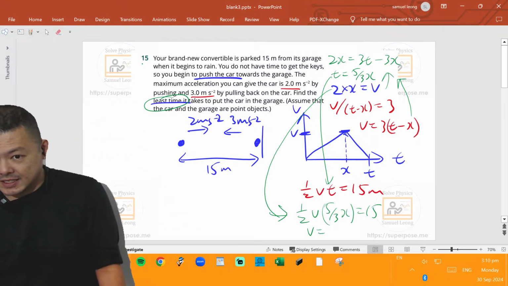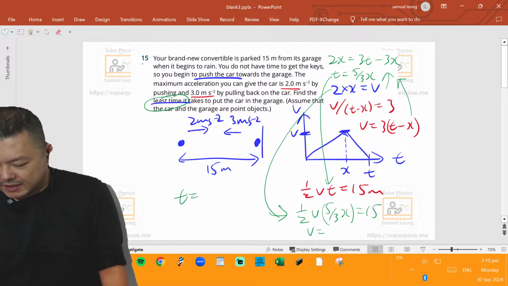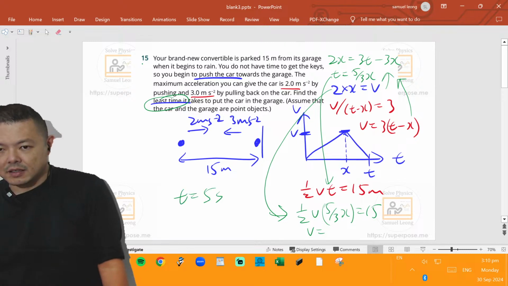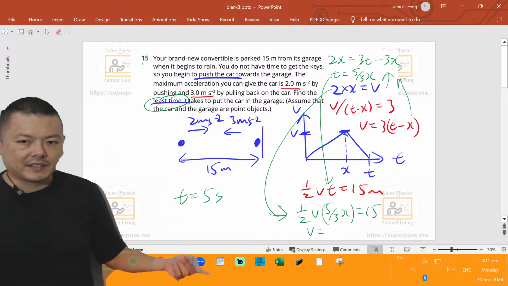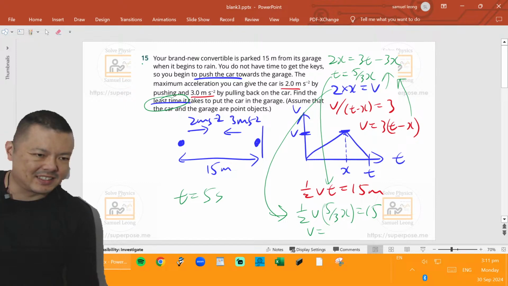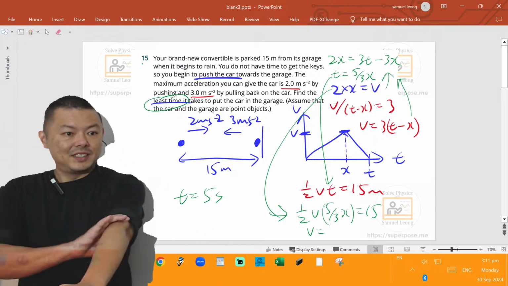T is 5 seconds, is it? Just nice 5 seconds. Okay. I mean, whatever it is, we just need to find the time, right? So t is 5 seconds. Is that an answer? Yeah, just check the answer. You got questions? No questions?